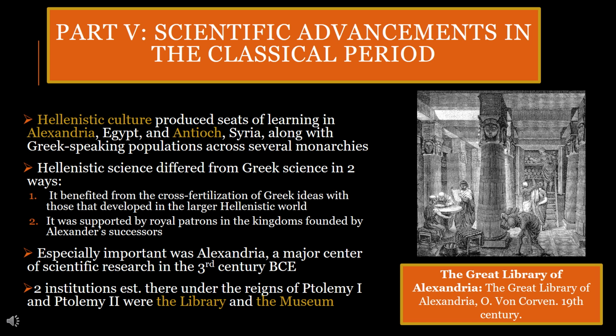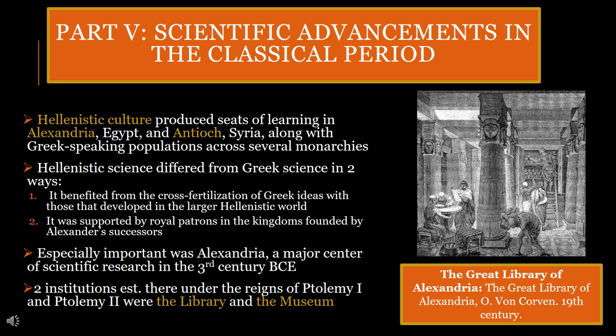Hellenistic culture produced seats of learning in Alexandria, Egypt, and Antioch, Syria, along with Greek-speaking populations across several monarchies. Hellenistic science differed from Greek science in at least two ways. First, it benefited from the cross-fertilization of Greek ideas with those that had developed in the larger Hellenistic world. And secondly, to some extent, it was supported by royal patrons in the kingdoms founded by Alexander's successors.